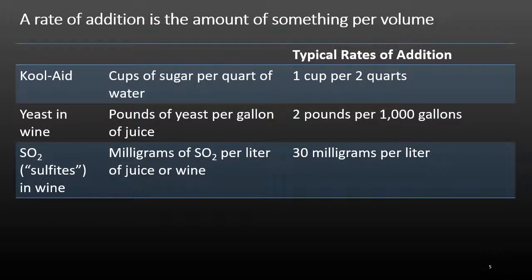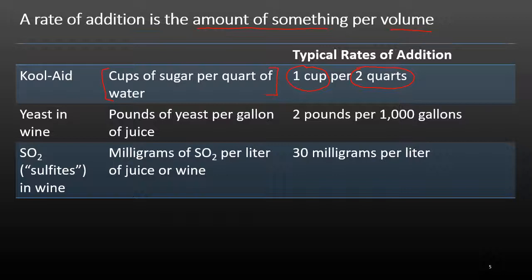An addition rate, also known as a rate of addition, is just the amount of something you're going to add per volume. So let's take an example. Here are 3 actually. Let's look at Kool-Aid first. We might make a quart of Kool-Aid, and the typical rate of addition is 1 cup of sugar for 2 quarts of Kool-Aid, or 2 quarts of water. All right? So the addition rate is in units of cups of sugar per quart of water. It's just the amount of something per volume.